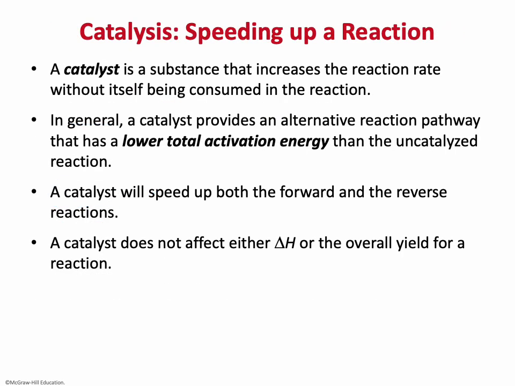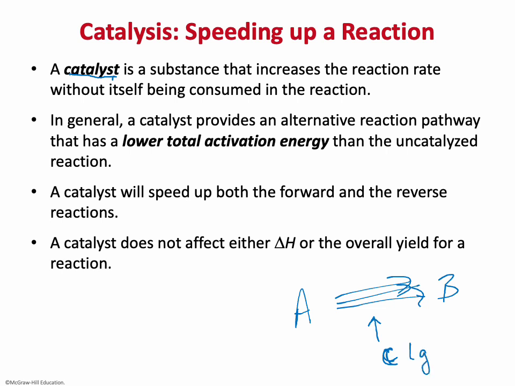Another factor that affects the speed of a reaction is called the presence of a catalyst. A catalyst is basically a substance that increases the reaction rate without itself being consumed in the reaction. Any substance that, if I add to the reaction, A is changing to B. If I add something to this reaction, let's say C, then the reaction will start going a lot faster. Then this C is called a catalyst.